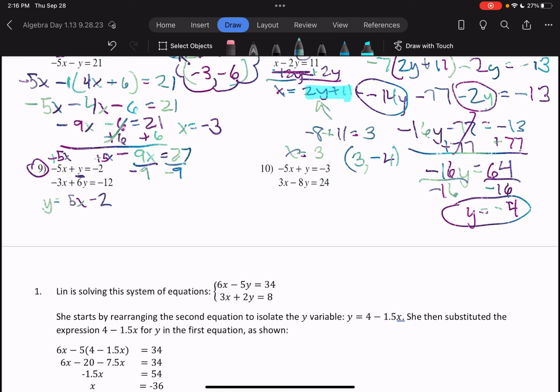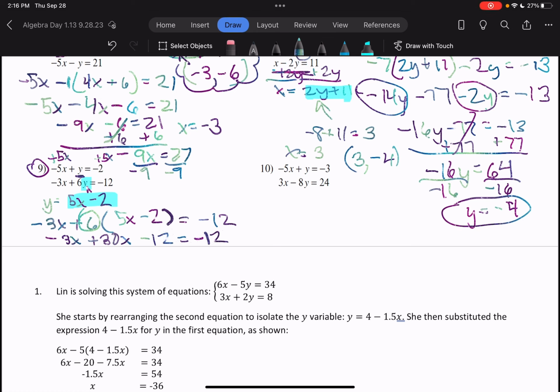I'm going to substitute that into the other equation. So now this is what y equals. It's going to go in there. I'm going to write negative 3x plus 6, open parentheses, equals negative 12, so I don't forget anything. And instead of y, I'm substituting 5x minus 2. So we get negative 3x. I'm going to do 6 times 5 is 30x. 6 times negative 2 is negative 12 equals negative 12.